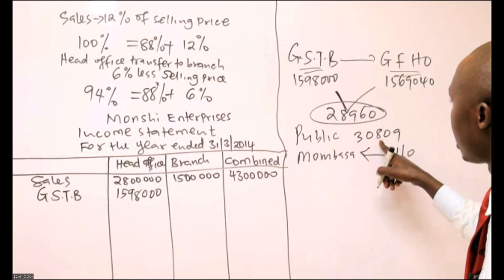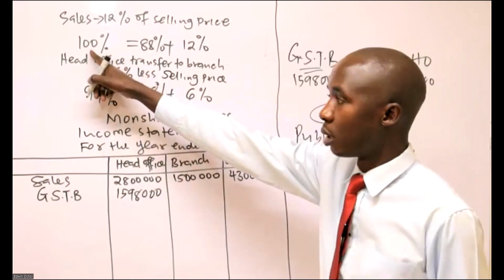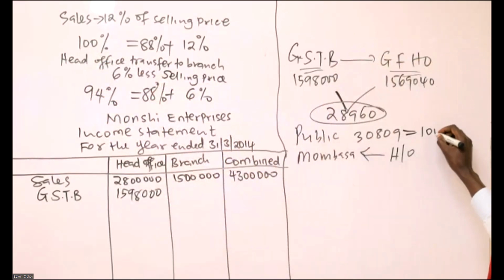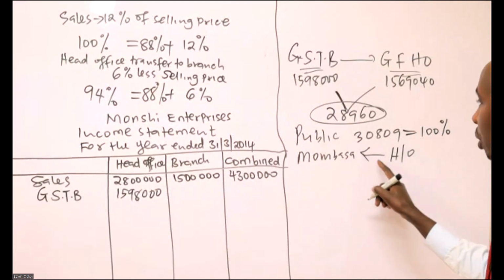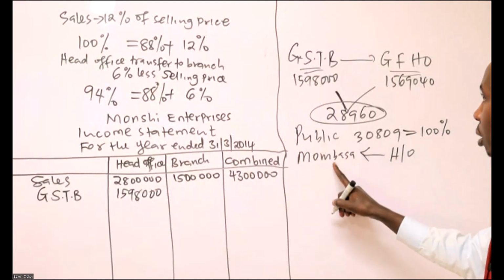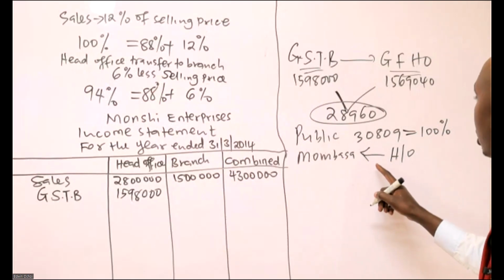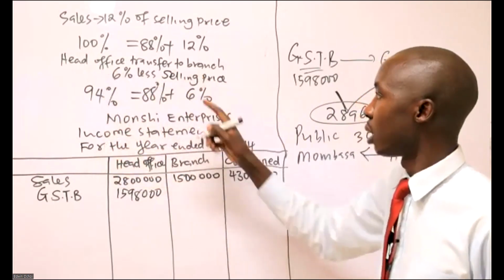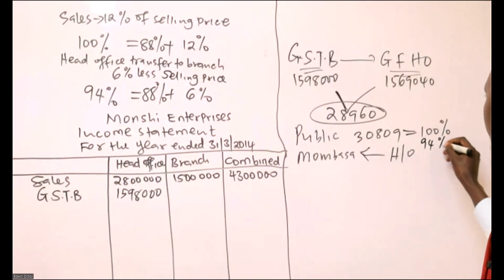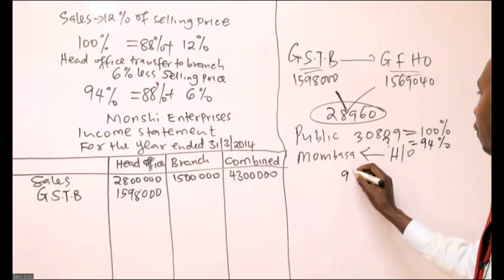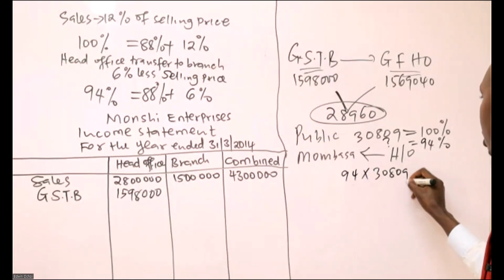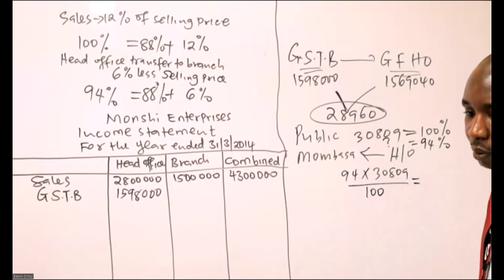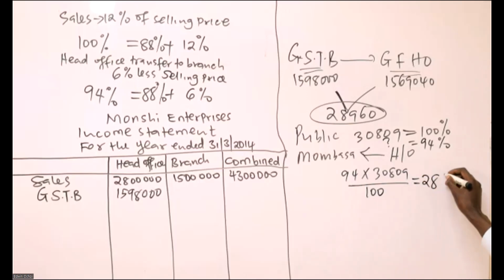And we make sales at what? 100%. So we always make sales at 100%. But these goods are being dispatched by Edovis to the branch, so when dispatching these goods to the branch, we are supposed to dispatch at 94%. Head office transfer to branch. So we need the 94% of this: 94 times 30,809, divided by 100. What are you getting? 28,960.46, so 28,960.